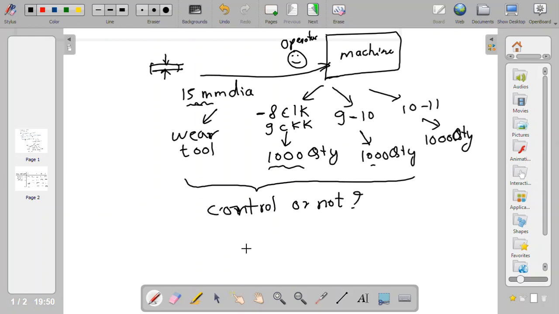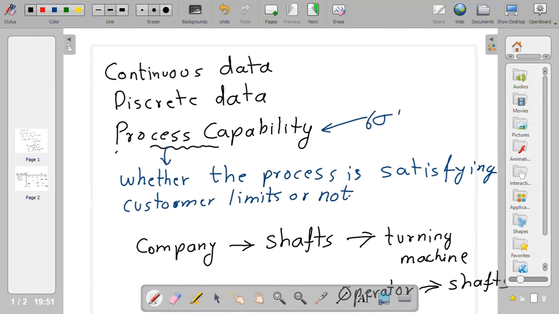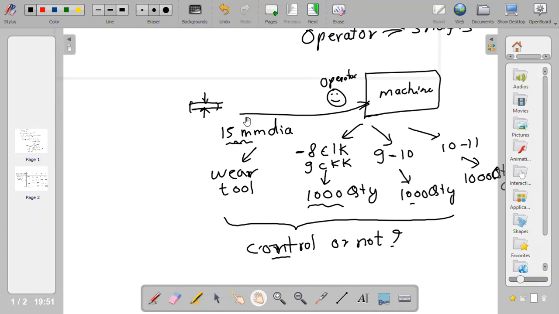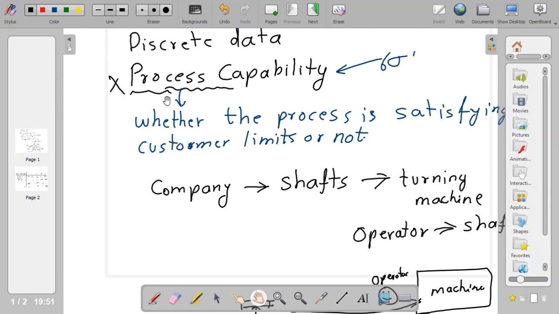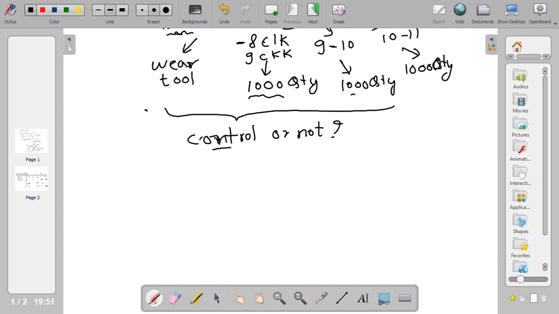Suppose I explain what it means when a process is in control and when it is out of control. Suppose this process is not in control. If the process is not in control, then what is the necessity to check process capability? Definitely process capability fails at this first step only. We compare the specification limit with process capability. Before that we will come to know that your process is out of control, so definitely your process is not meeting customer specification. So it is very important to decide whether the process is in control or not.